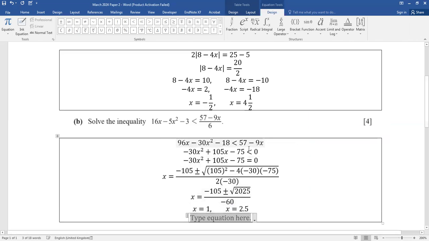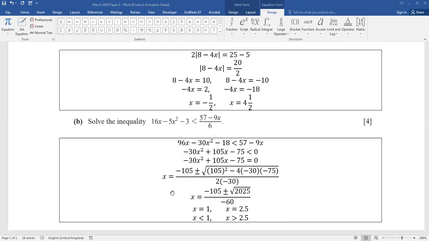Remember, we are solving an inequality. This will be a sad face. We can sketch a sad face, label these two critical values. And less than 0 means below the x-axis. So x will be less than 1 or x will be greater than 2.5. So these are the two values that we will end up with.